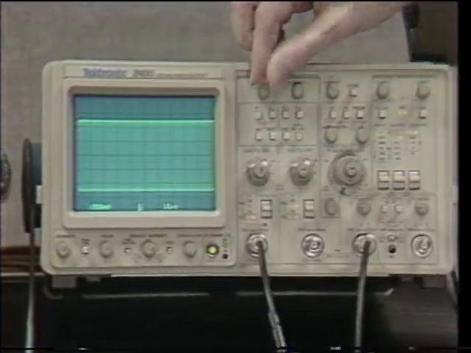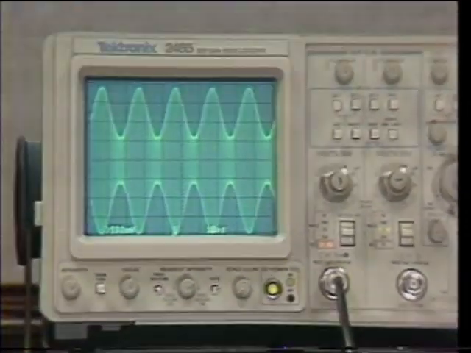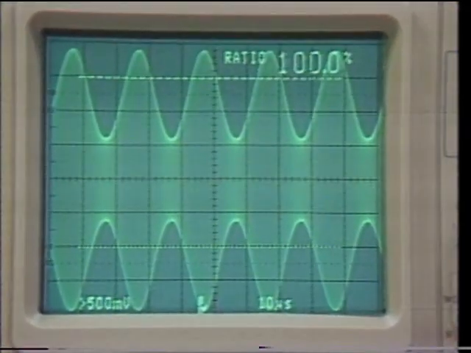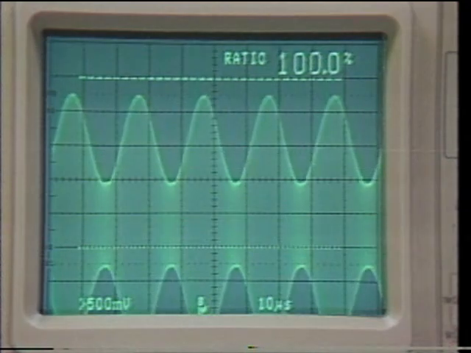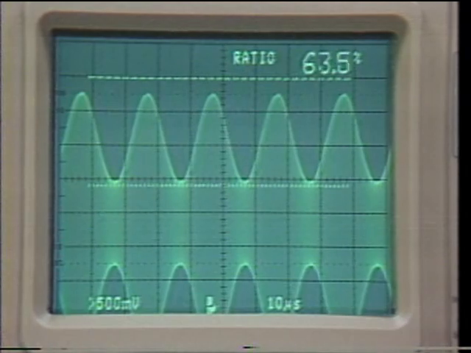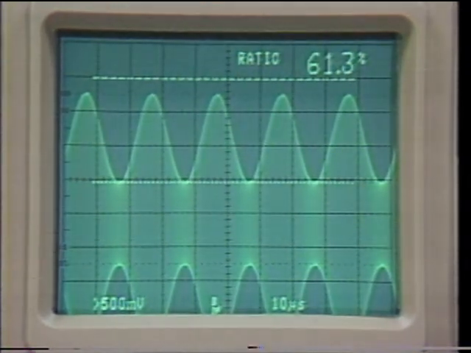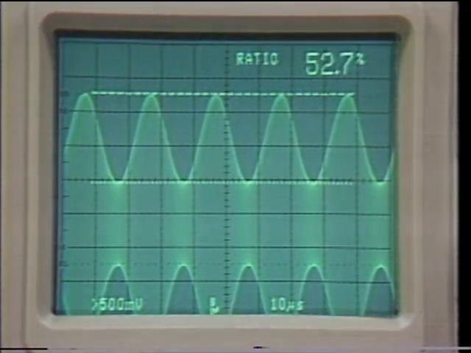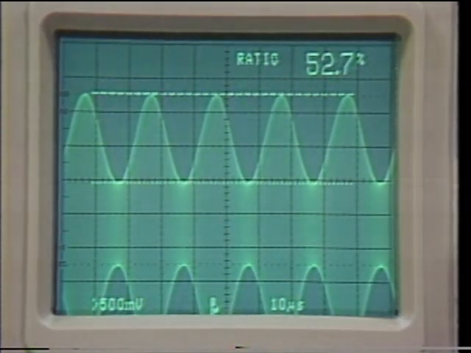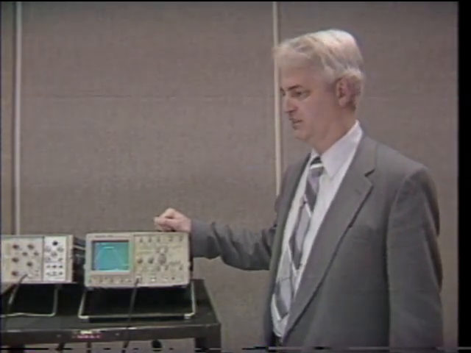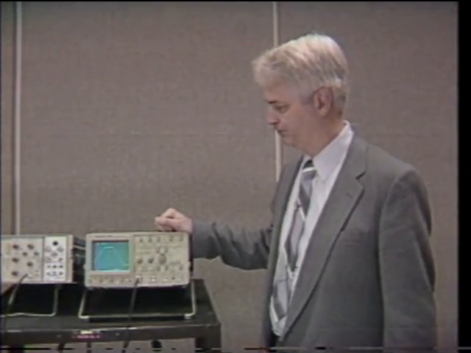Then we connect our modulating signal, turn on our delta volts cursors, which give us a ratio reading because the variable volts per division is out of detent. Align the cursors with the peaks of the modulation and read the modulation percentage, 52.7%.